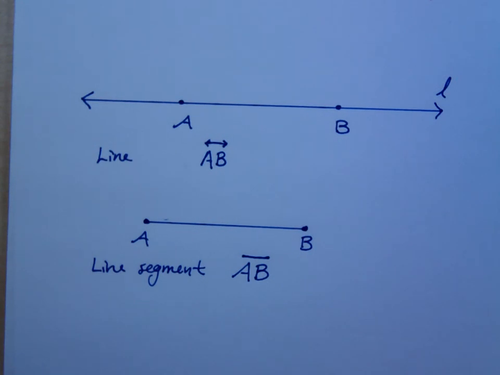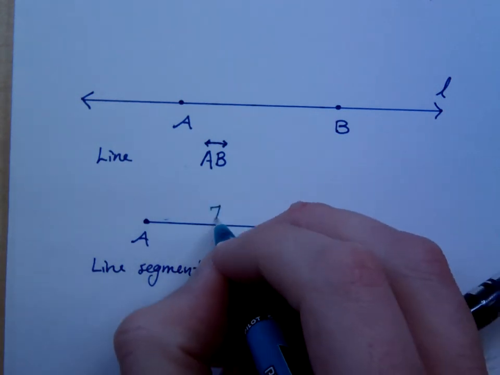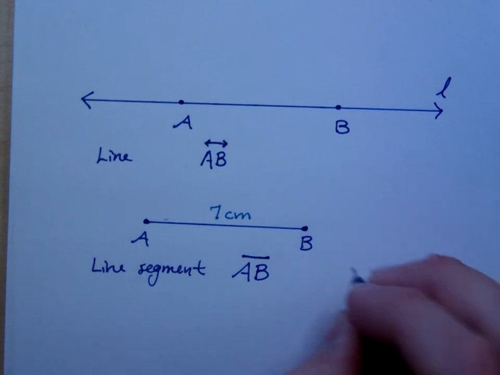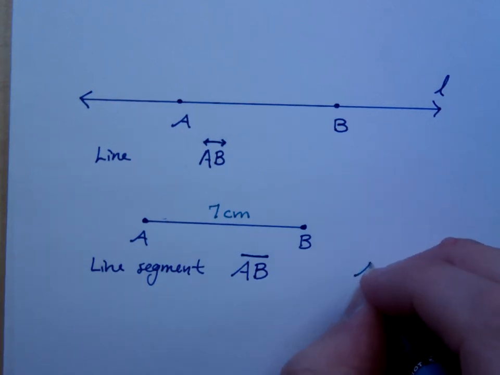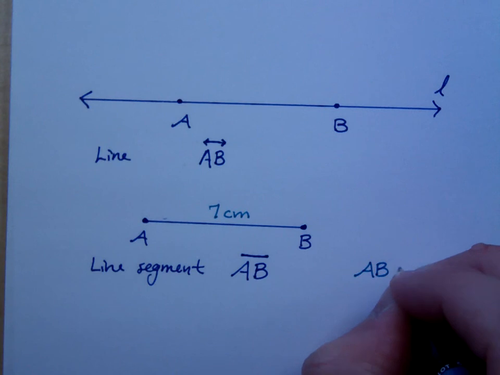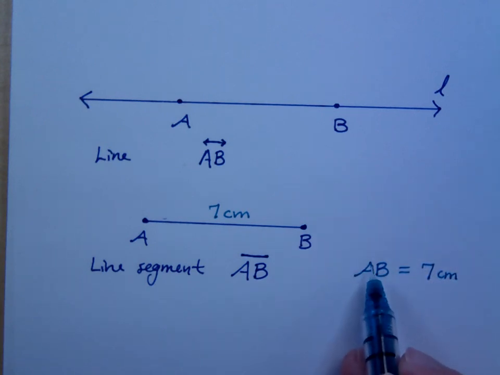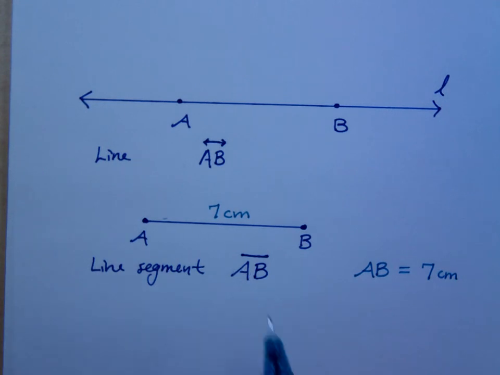Now, later on, if I were to put a measurement up here like this, 7 centimeters, I can't say line segment AB equals 7 centimeters. What I would write is that AB is equal to 7 centimeters. Without the bar across it, that means the length. With the bar across it, it means the physical construction itself. Okay?